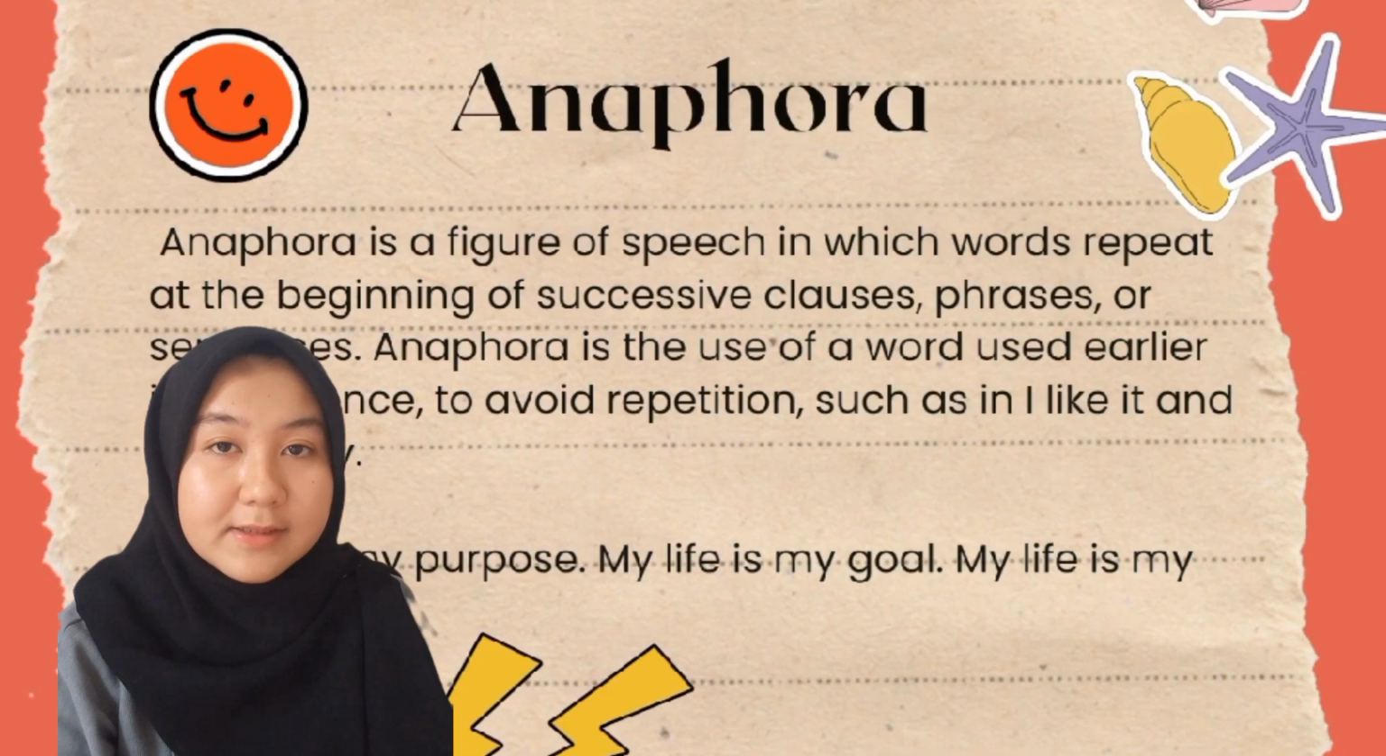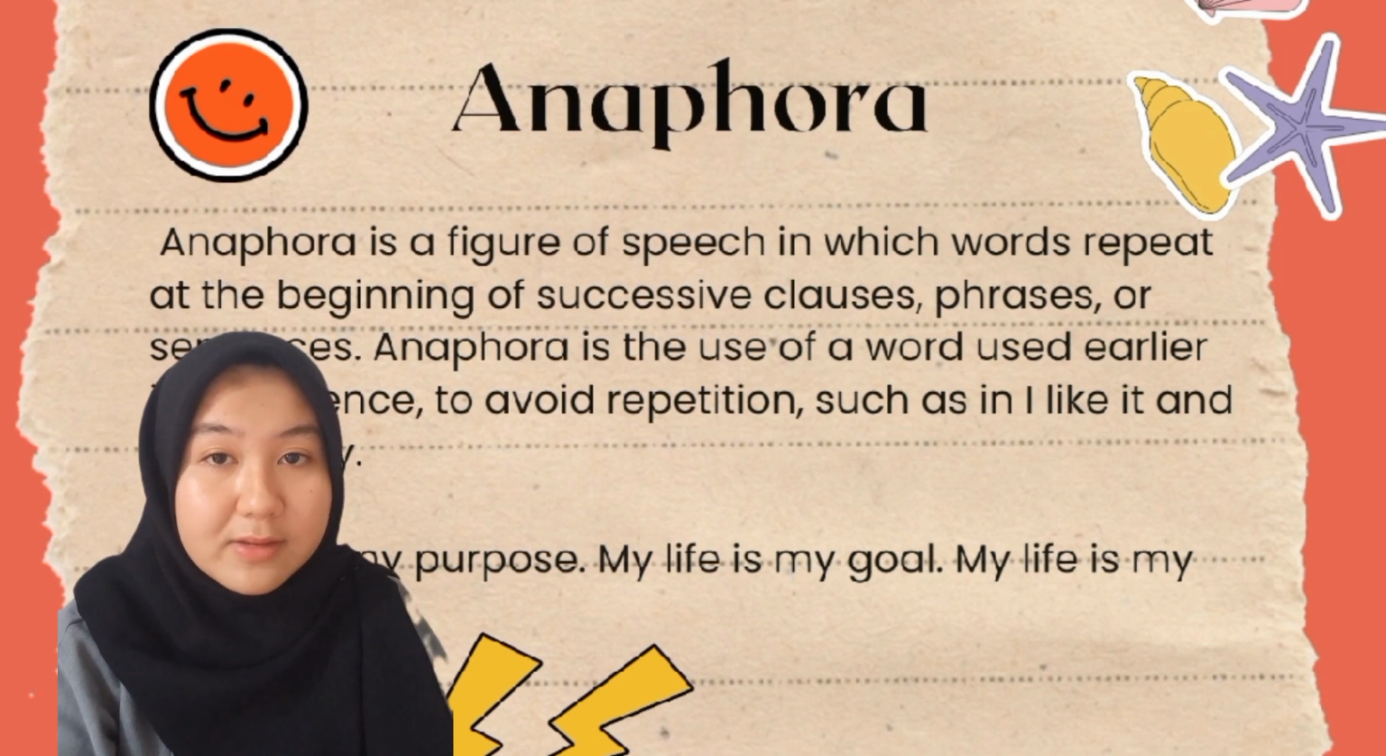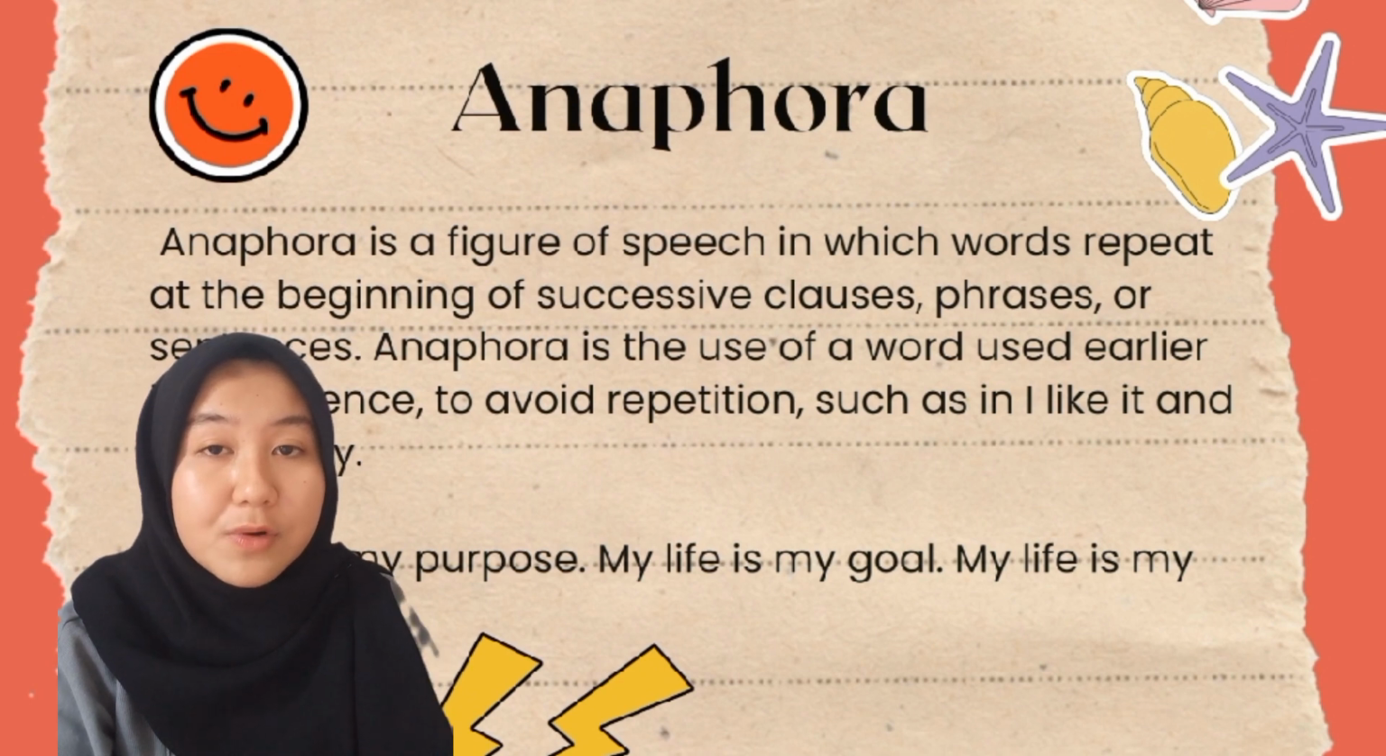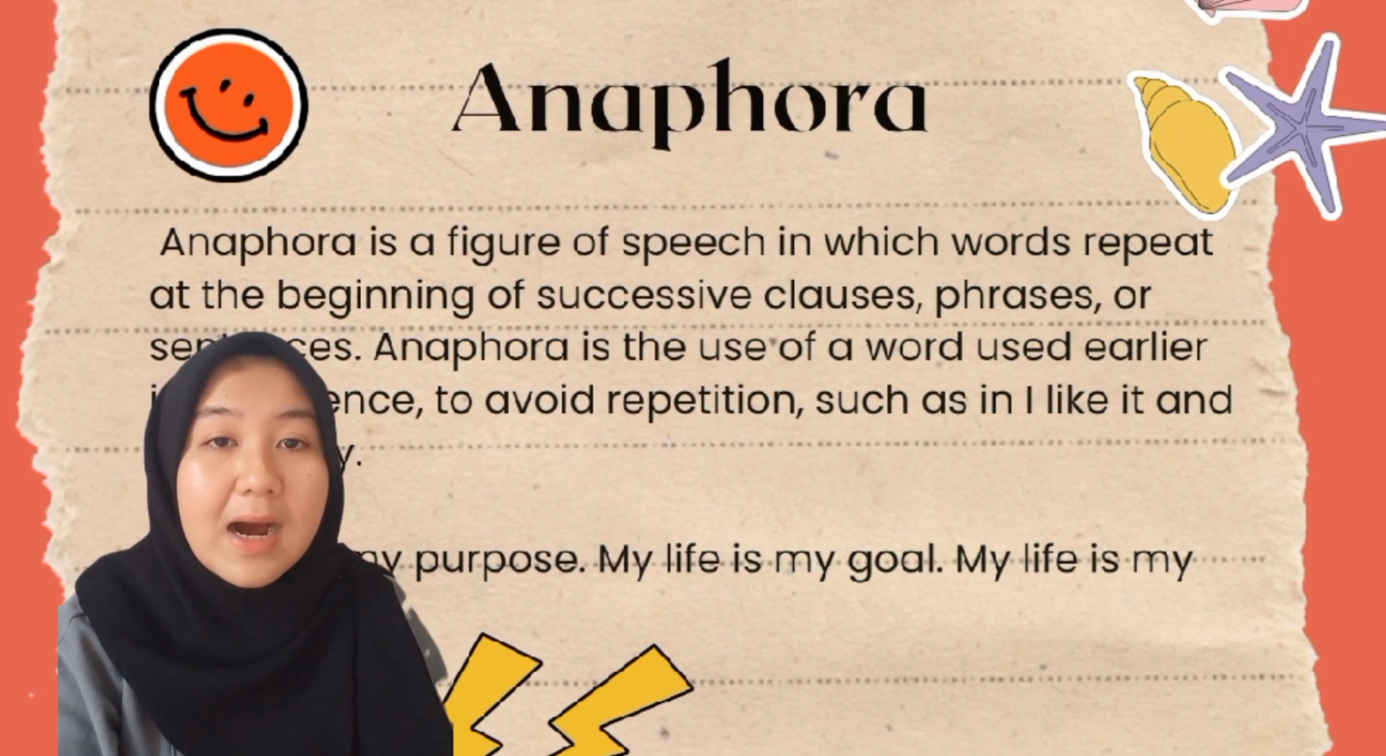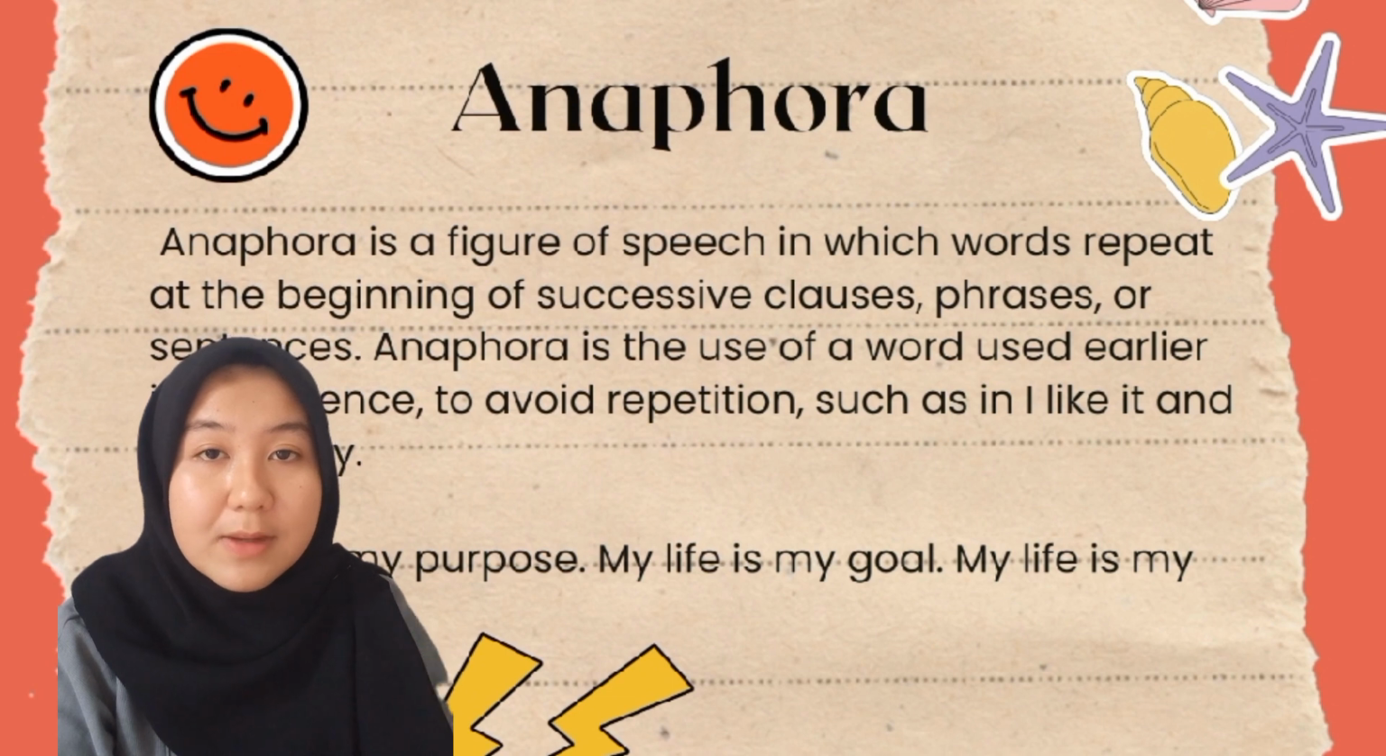Okay, and then is about anaphora. Anaphora is a figure of speech in which words repeat at the beginning of successive clauses, phrases, or sentences. Anaphora is also the use of a word used earlier in a sentence to avoid repetition, such as in I like it and so do they. The example of anaphora is: my life is my purpose. My life is my goal. My life is my inspiration. My life is anaphora because it's a word of repetition.